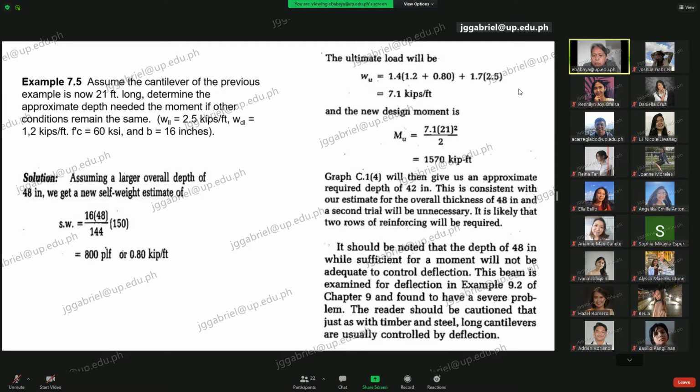It is likely that 2 rows of reinforcing will be required. When you say 2 rows, it is so that it will be accommodated by the width. Because if it's only 1 row, it might not fit. Because it has to have a cover on the right side, left side, and then at the bottom. Okay, so by the way, if this is a cantilevered beam, where will your reinforcing be placed? On the upper part or the lower part? Upper side of the neutral axis or the lower side of the neutral axis? Anyone?